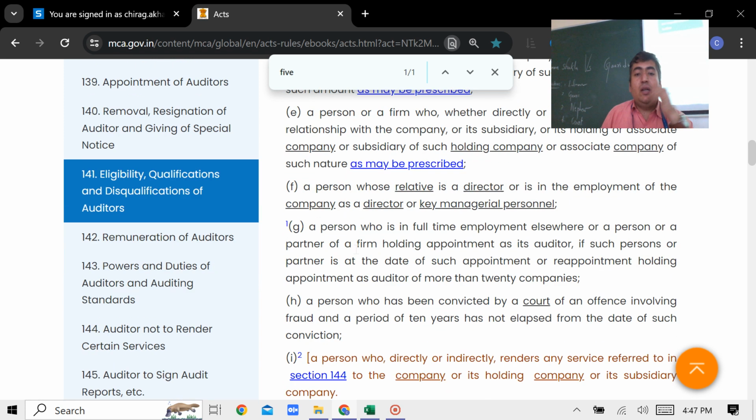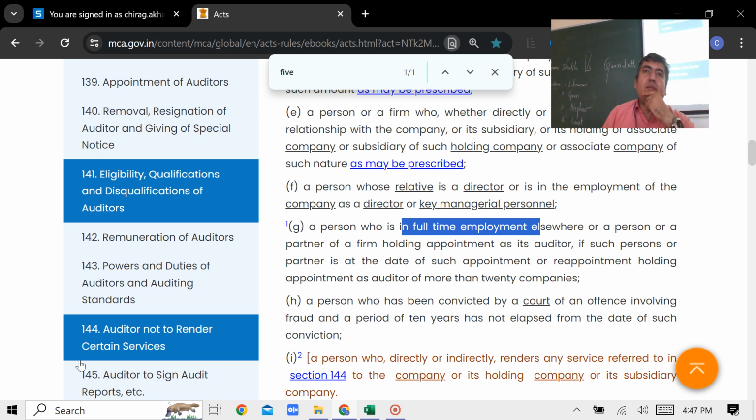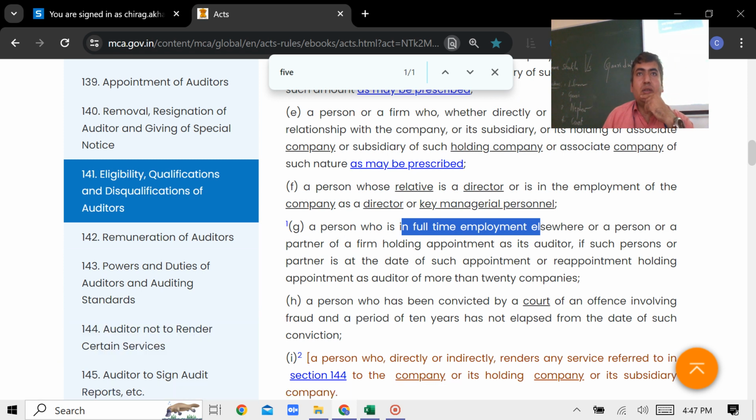Okay. This is very interesting. It is saying that a person who is in full-time employment somewhere else, then you're disqualified. Why? Because in order to do the company's audit, can you do it part time or do you have to give full concentration? But understand, you are doing something very significant. Why? Your one wrong certification can affect the stock price, which can put a lot of people's lives in jeopardy. Jeopardy, you understand, it may put them at risk.